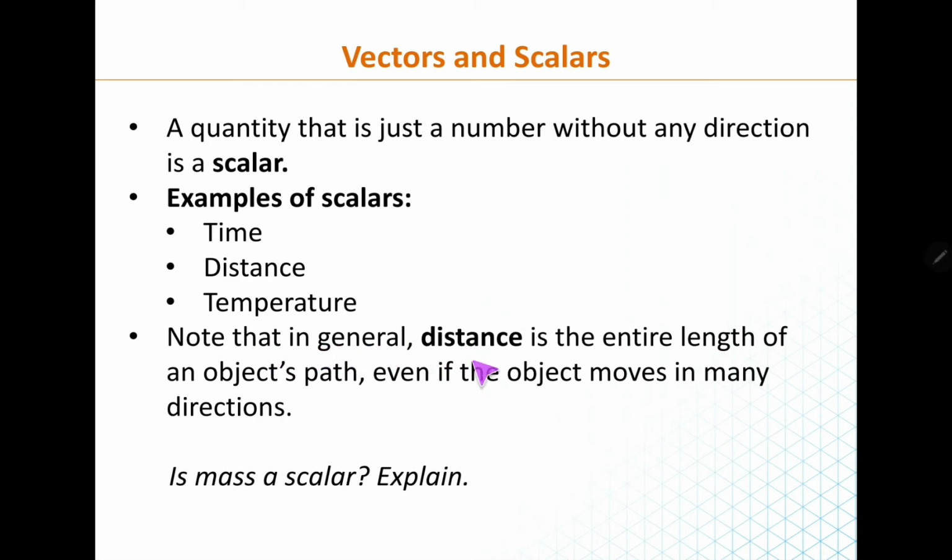Note that in general, distance is the entire length of an object's path, even if the object moves in many directions. This is the definition of distance. So distance is the entire length of the object's path, even if the object moves in many directions.